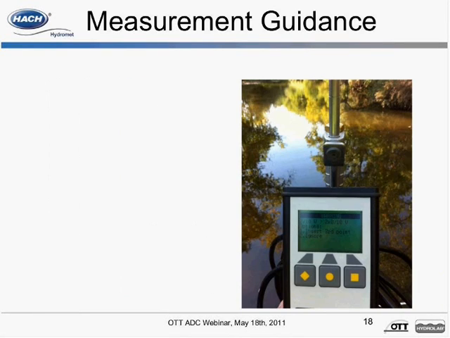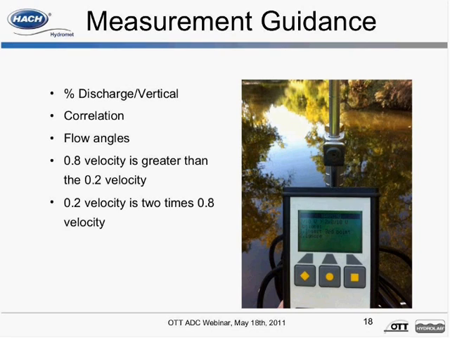Measurement guidance refers to on-screen warning messages and accompanying recommendations. These appear in the event one or more quality parameters are not met. In addition to quality parameters, signal-to-noise, correlation, velocity gradient, and standard deviation discussed on the previous slide, percent discharge for the measured vertical, correlation, flow angles, velocity distributions, and total depth are compared against user-definable quality thresholds.